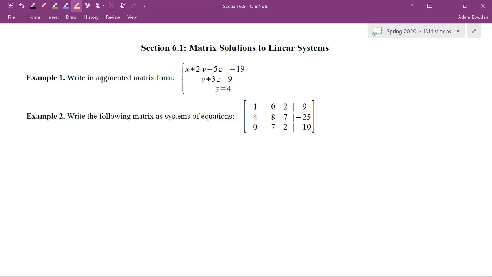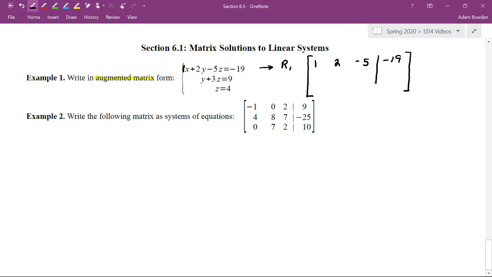And the first thing to talk about is something called an augmented matrix. In an augmented matrix, we take each equation and write it out inside the matrix with the coefficients and the constants. So in this case, the first equation on this system becomes row 1 of our matrix. I'm going to use R1 to stand for row 1. And in row 1, I'm going to put 1, 2, -5, and -19 to stand for the 1x, the 2y, the -5z, and the -19.